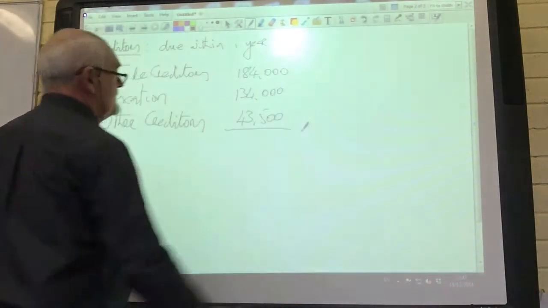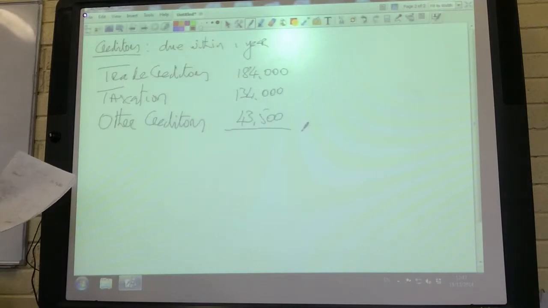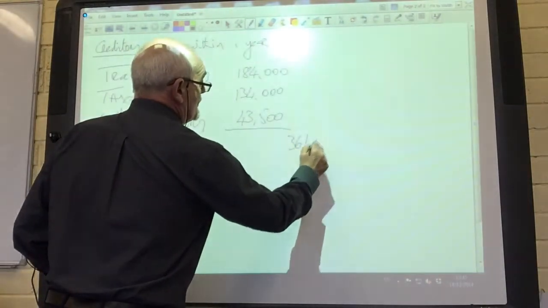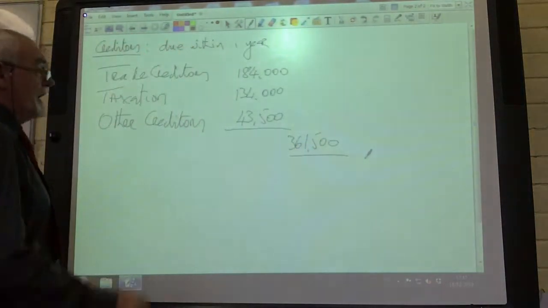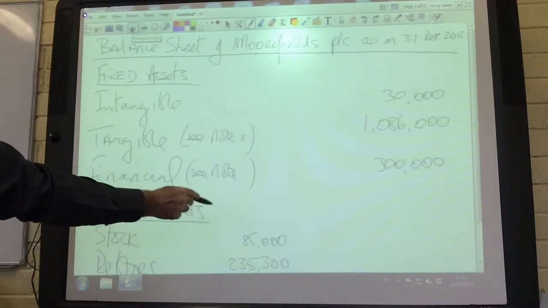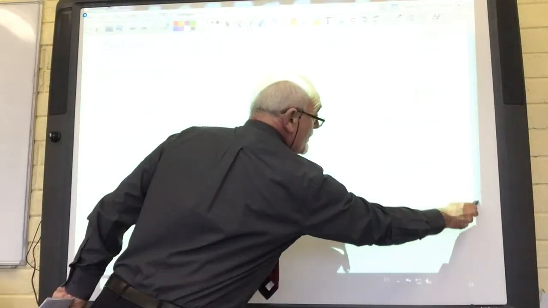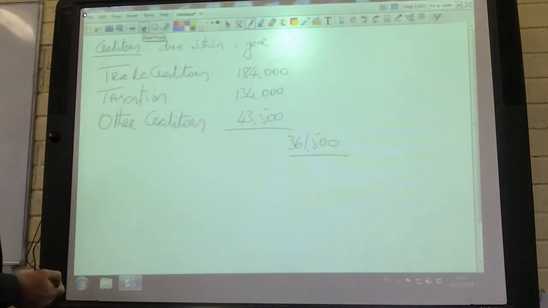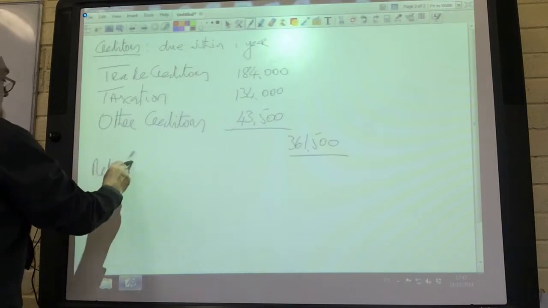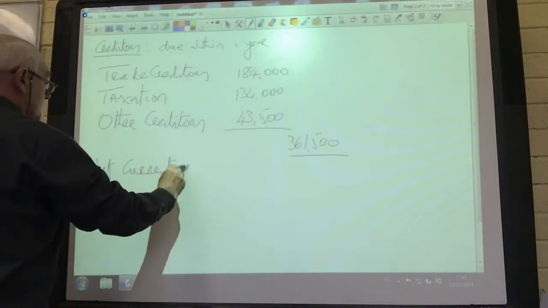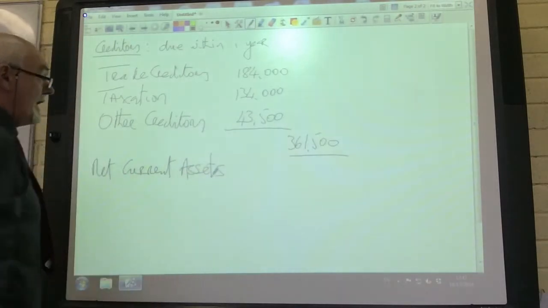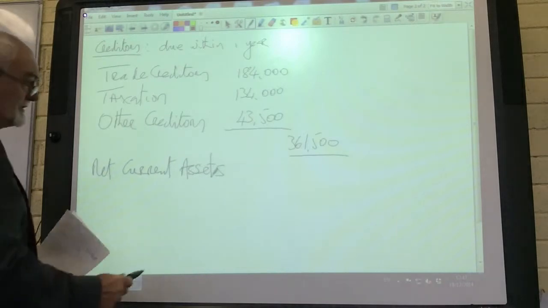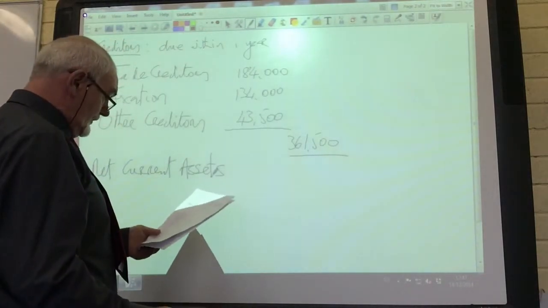So the total for our liabilities falling due within a year is 361,500. And we're subtracting that from our current assets there. Our current assets are 378,100. So that's going to give us what they call net current assets. We might normally call that working capital, but in published accounts the terminology that's required is net current assets, and it's at 16,600 here.